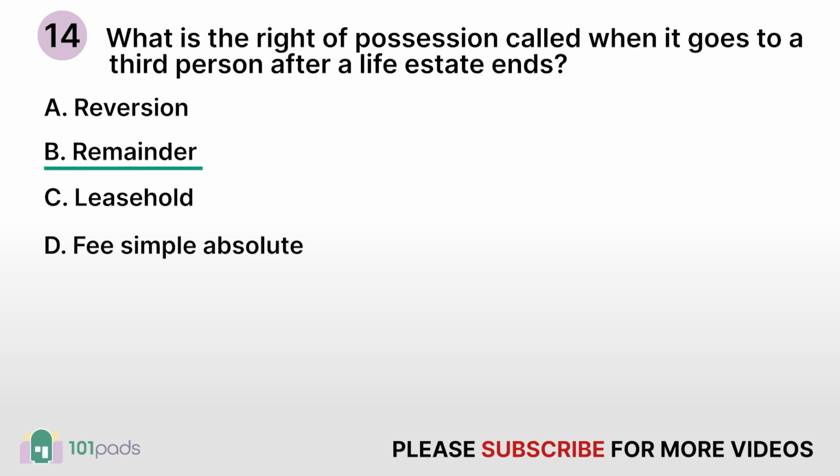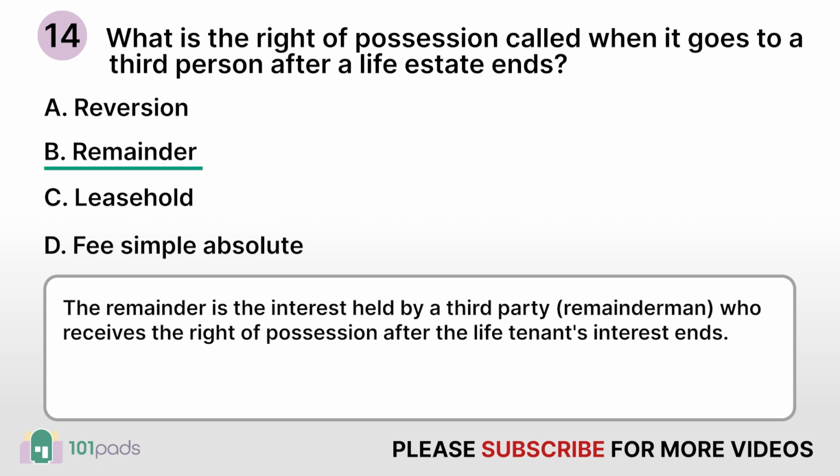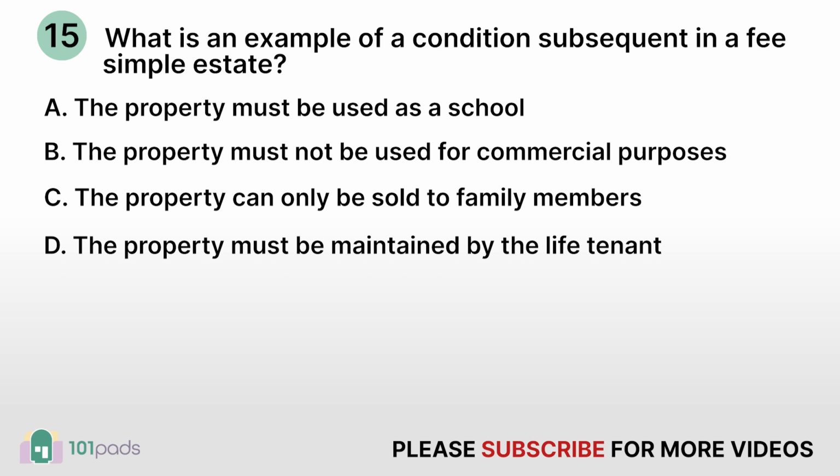The answer is B. Remainder. The remainder is the interest held by a third party, the remainderman, who receives the right of possession after the life tenant's interest ends.